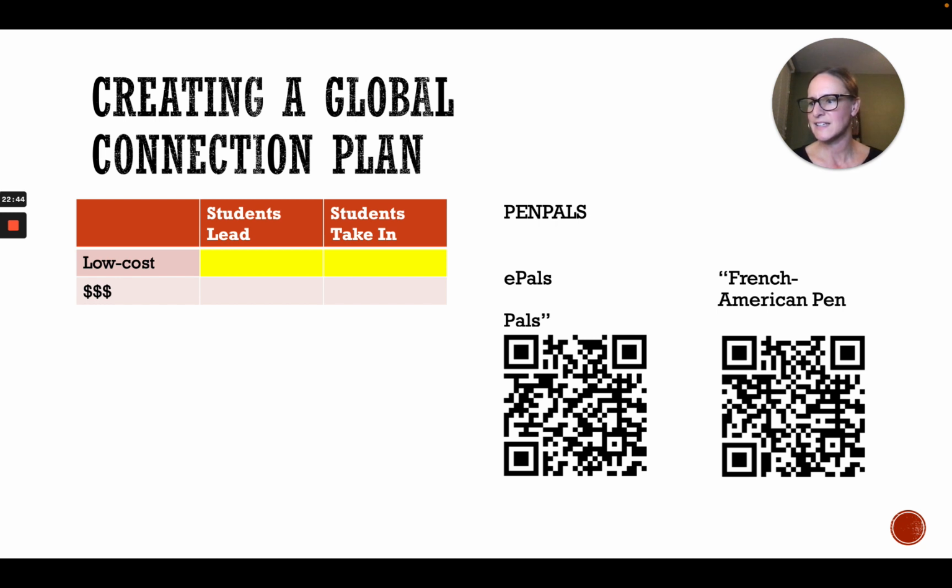The next thing is having pen pals. ePals is a great website that you can use, but you can also go on Facebook. There is a group called French American Pen Pals, if you're a French teacher. And you can go there, and there's people looking for pen pals in Francophone countries and in the US, and they just hook up through this group. ePals, you can create a free account and find classrooms to work with all over the world.